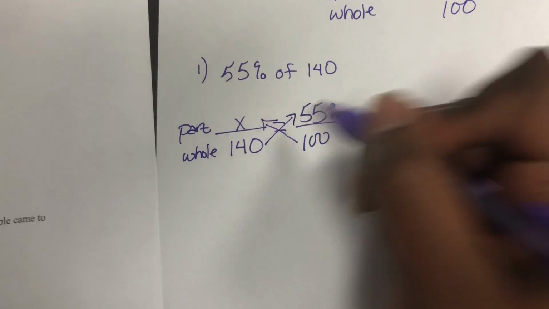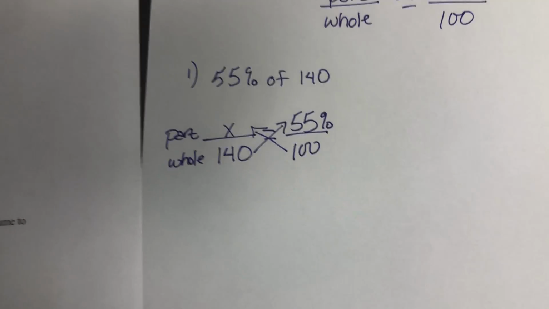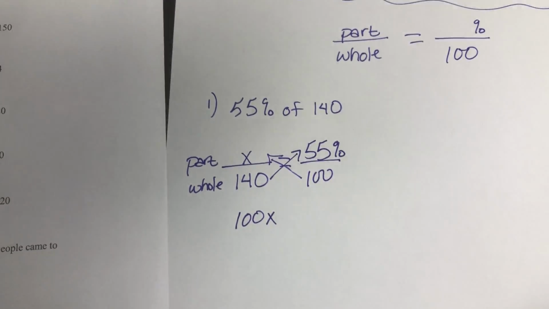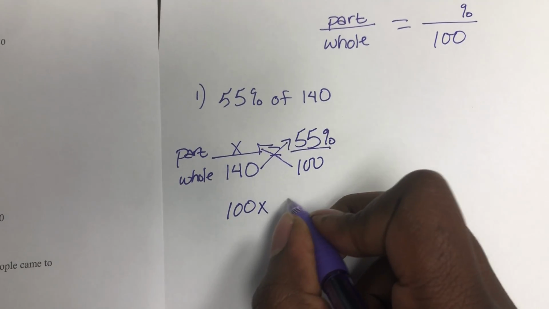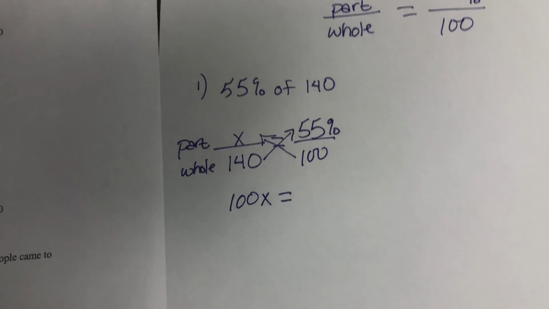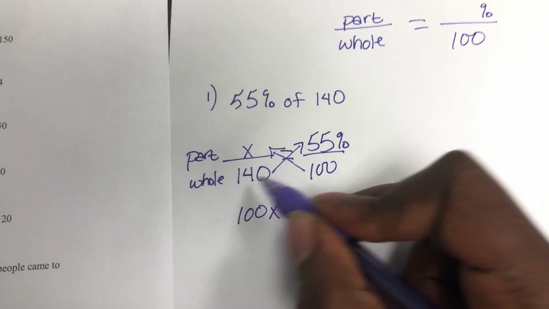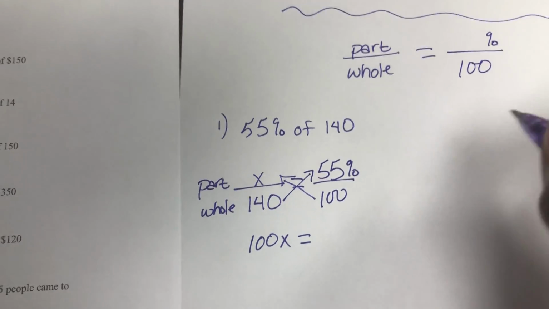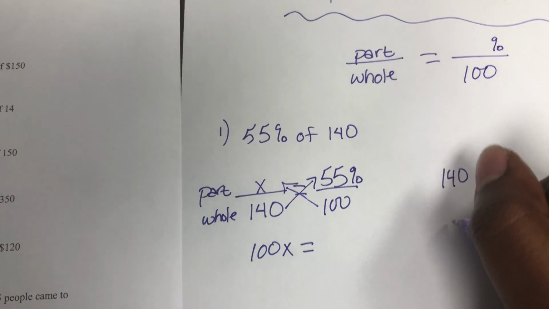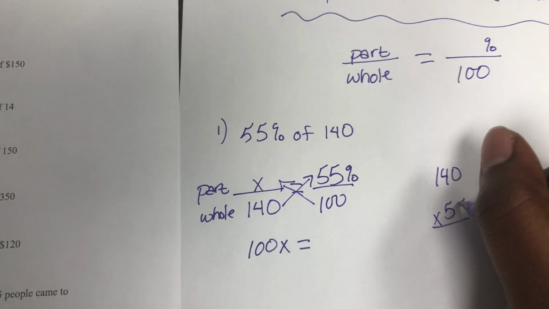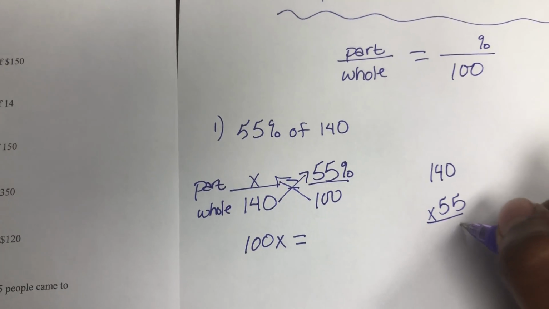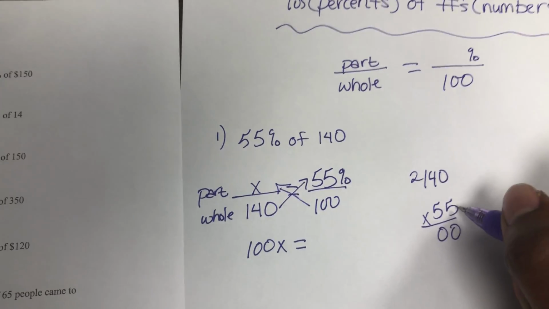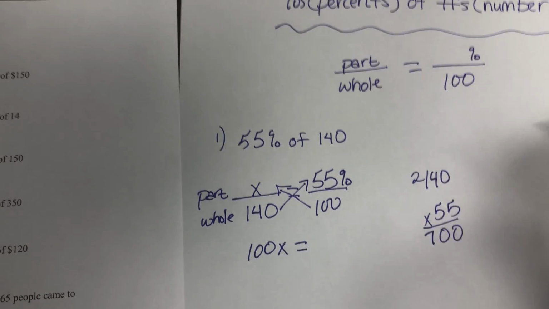So we're going to cross multiply to get cross products. x times 100 is just 100x. Drop down my equal sign. And then 140 times 55. I'm just going to do this off to the side. 140 times 55. So 5 times 0 is 0. 5 times 4 is 20. Carry the 2. 5 times 1 is 5, plus 2 is 7.